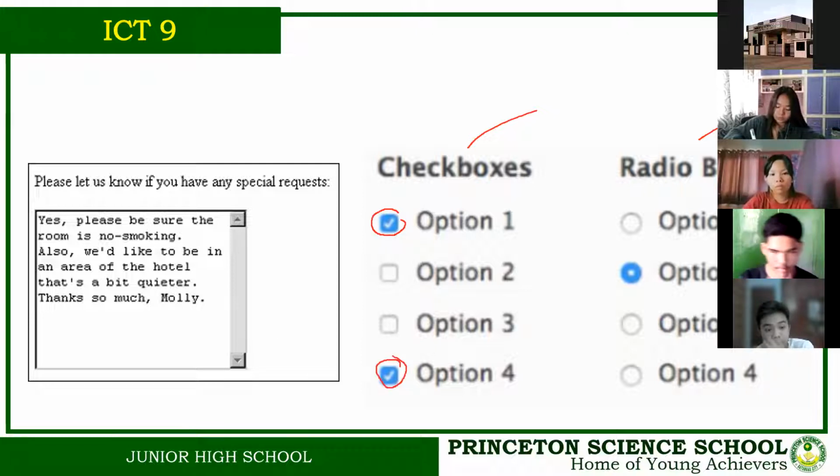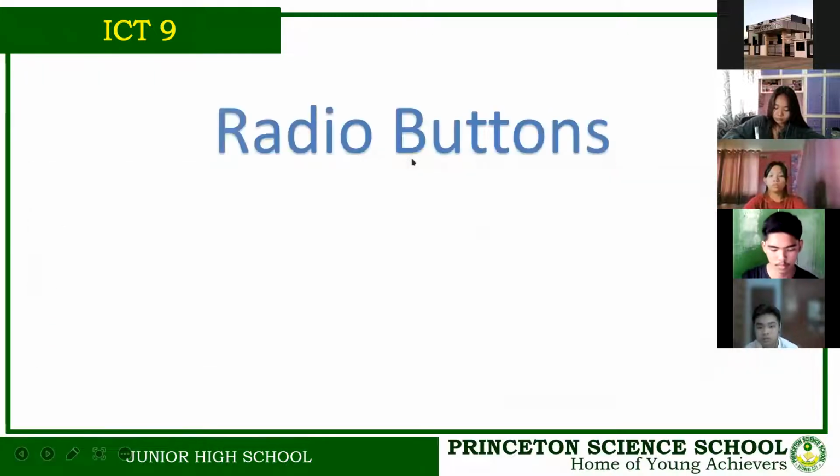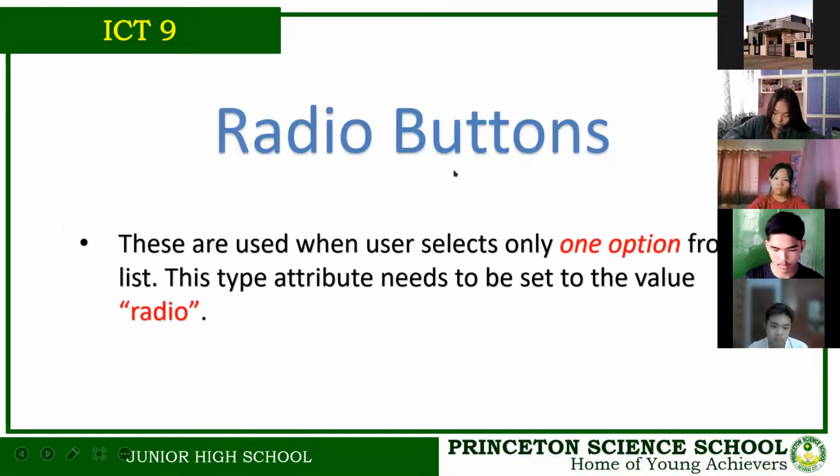So whereas in radio buttons, you can only select one. Okay, so that's pretty much it in the difference between the two. Okay, so let's proceed. So first we have radio buttons. Radio buttons are used when the user selects only one option from a list. The type attribute needs to be set to the value radio.